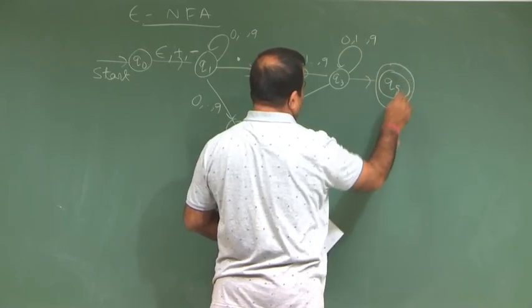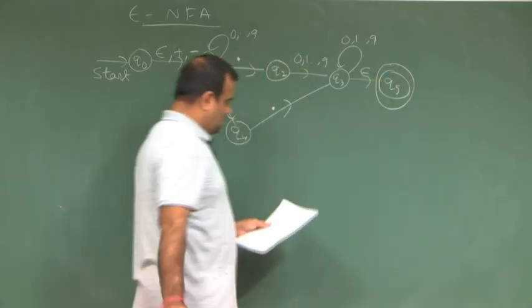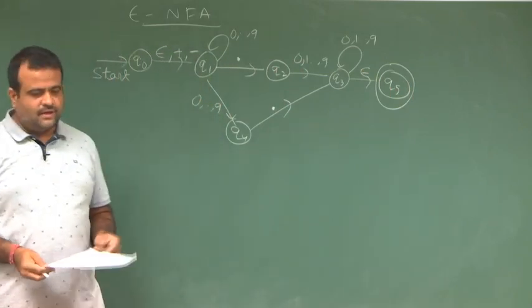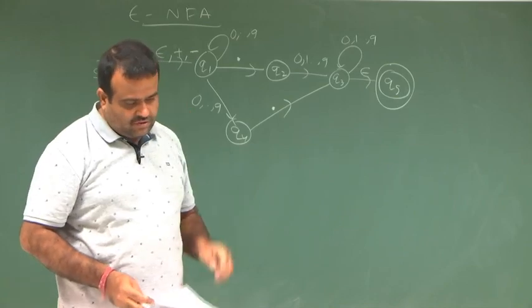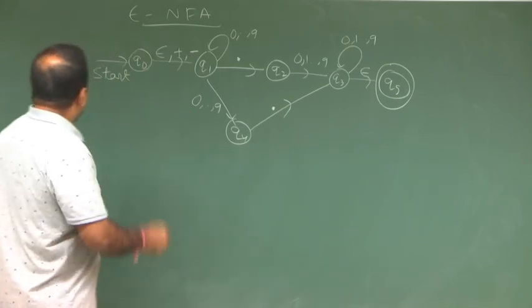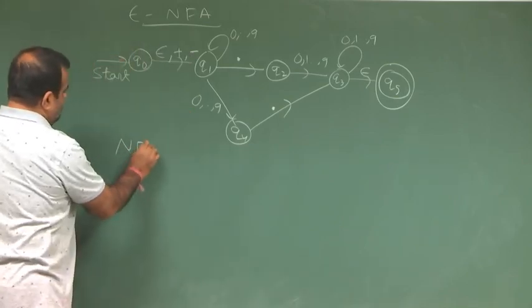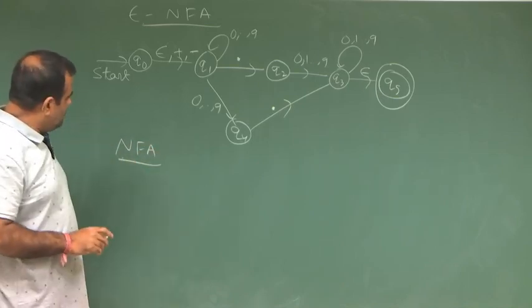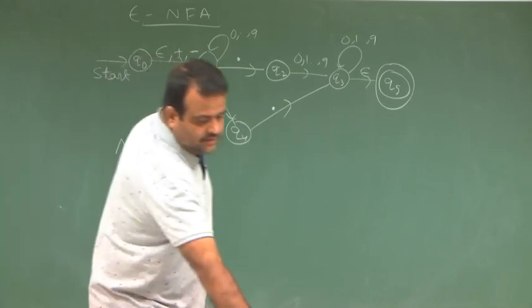So, this is again by epsilon move. Okay. So, this example we have seen before also. Now, from here this is epsilon NFA. In the last class we constructed the NFA and the corresponding DFA. So, the NFA we constructed is like this.